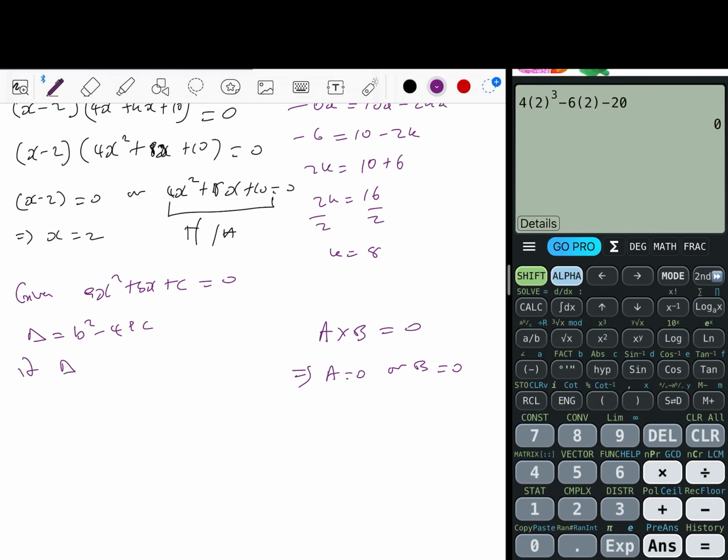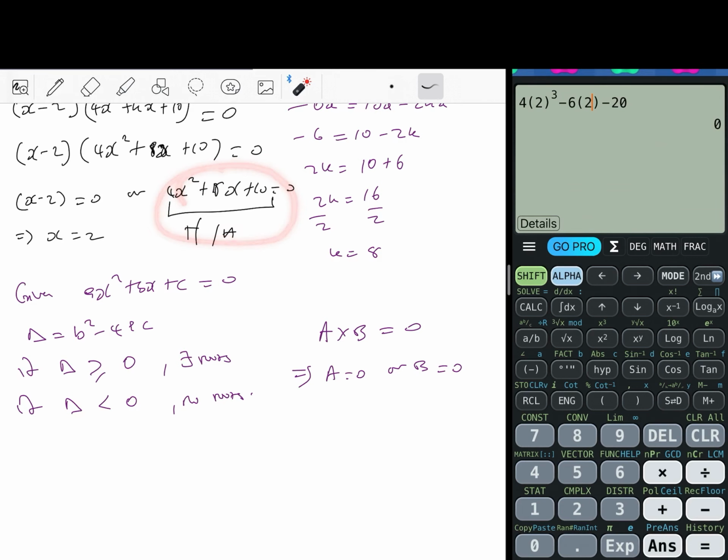If this delta is positive or 0, then there exists a root. If this delta is negative, there is no root. If there's no root, therefore we cannot really solve for this.